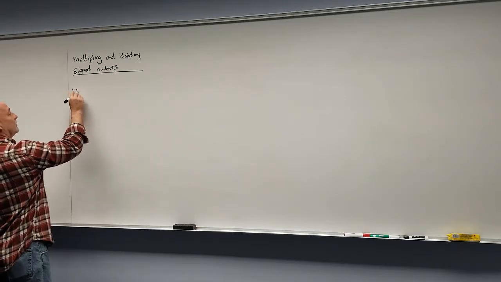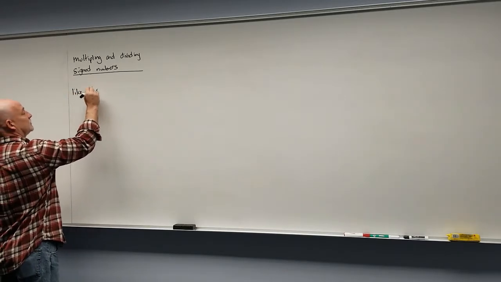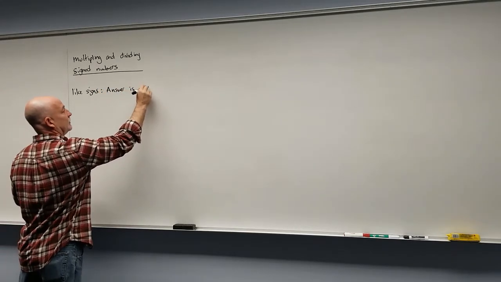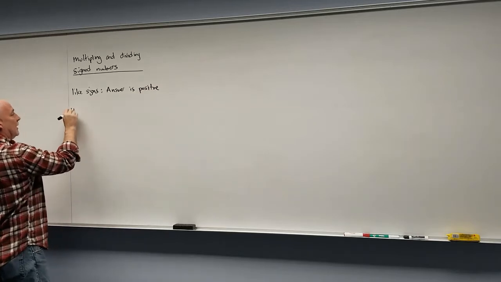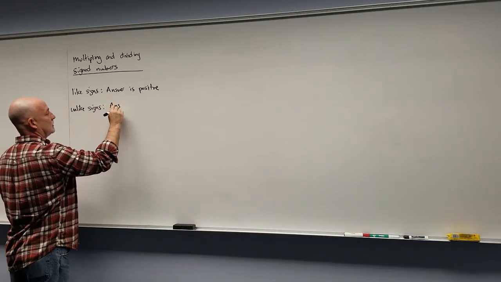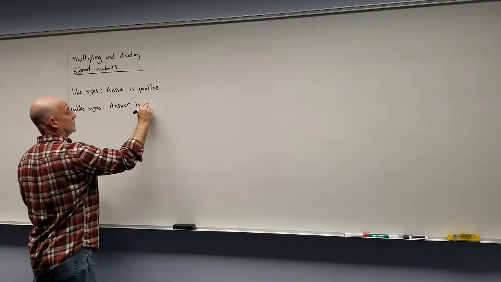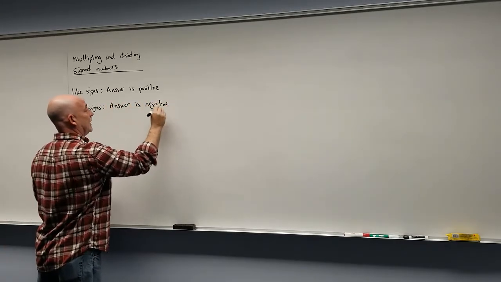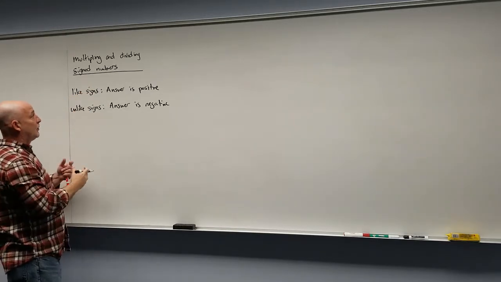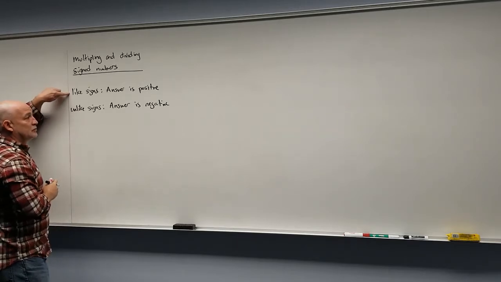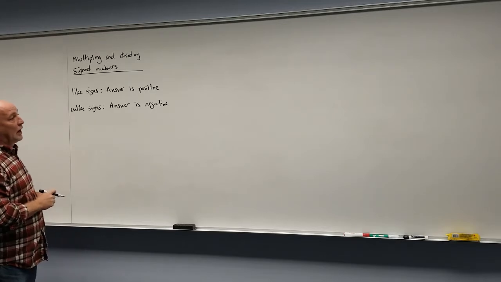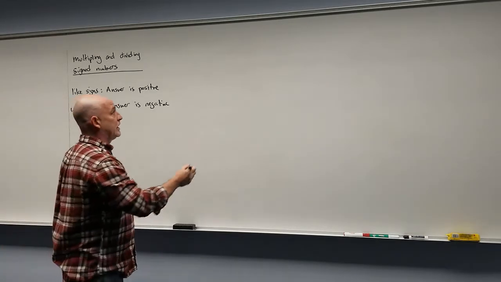If we have like signs, the answer is positive, and if we have unlike signs, the answer is negative. Now notice this is the same rule for both multiplying and dividing. So if you're either multiplying two numbers that have the same signs, the answer is positive, or if you're dividing two numbers with the same signs, the answer is also positive. So let's just take a look at a few examples of these.